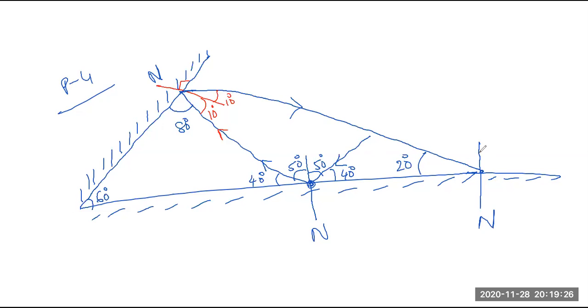Now what is this angle? As it is 90, this must be 70. So now the incident angle will be 70 degrees. So the best option will be option C.